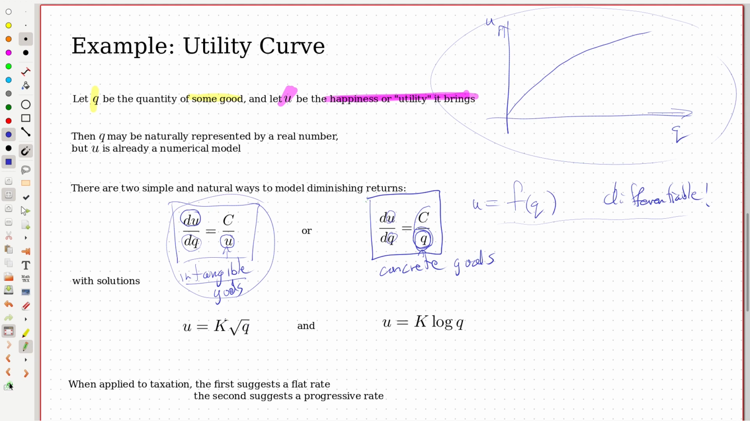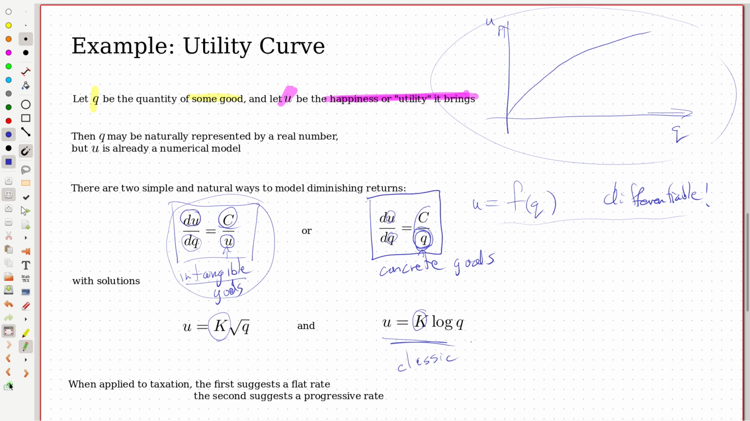Right? So k is just a constant, just as c was a constant up here. So u is proportional to the square root of q. In the second case, we find that u is proportional to the log of q. Now, by the way, this is usually taken as the utility function. This is kind of the classic utility function where u is proportional to the log of q.